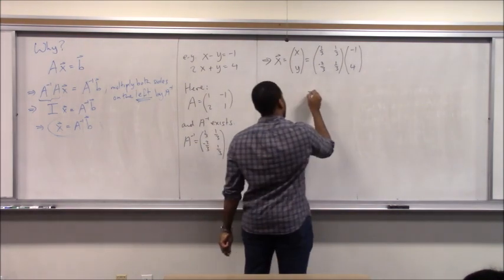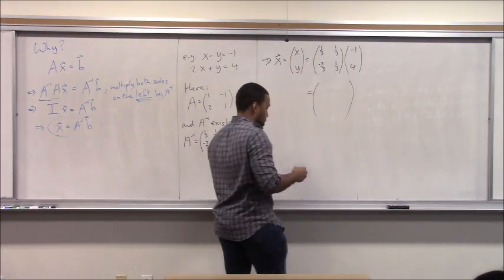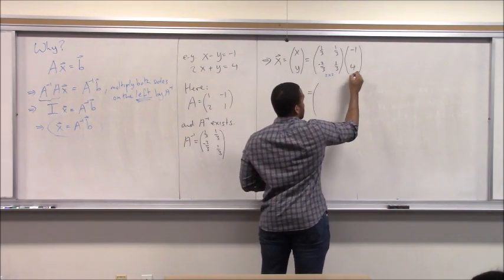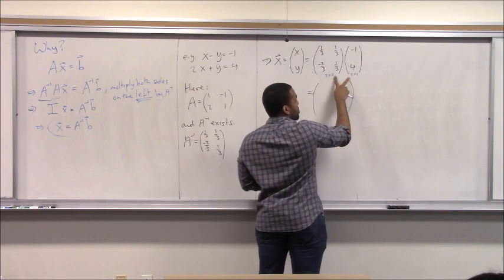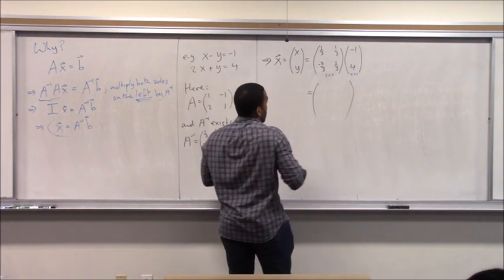Now let's actually see what that gives us. Matrix multiplication. Wait, can these be multiplied? Well, we can check. This is a 2 by 2, this is a 2 by 1. So yes, the inner numbers are the same, so we can multiply them. The result should be a 2 by 1.